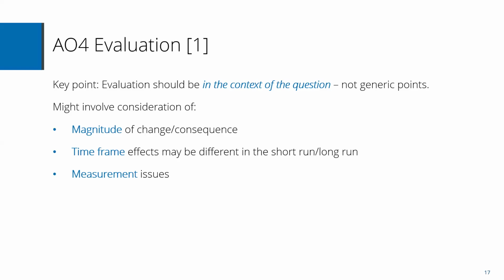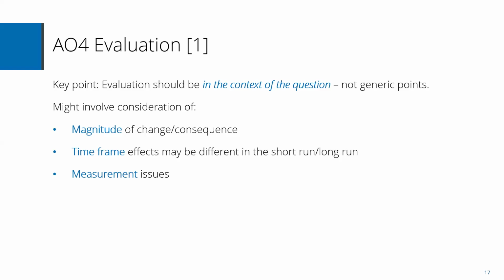But why might that occur to a lesser extent, or perhaps it's to do with the time frame? In the short run, it might occur to a certain extent. In the longer run, it might be slightly different. And a measurement of issues. So that might be to do with other economic factors that have an influence that might reduce the effect of something, for example. Of course, it will depend on the topic area. It will depend on the situation. But these are some of the ways that evaluation may occur.